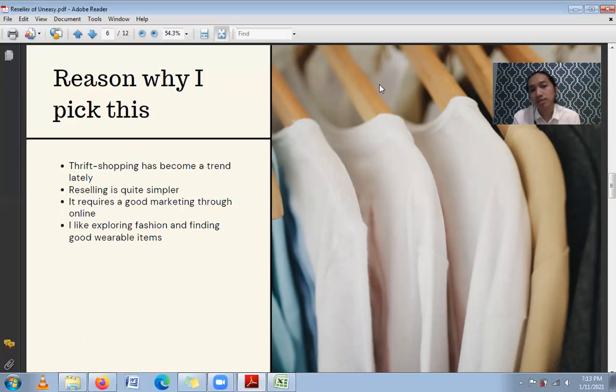And then reselling is quite simpler, in my own opinion, because I don't have to start over from the bottom. I just need to have good online marketing skills. Another reason is because I like exploring fashion and finding good wearable items, like window shopping. So when I work in this kind of company, I may be more excited because I'm into this kind of stuff.